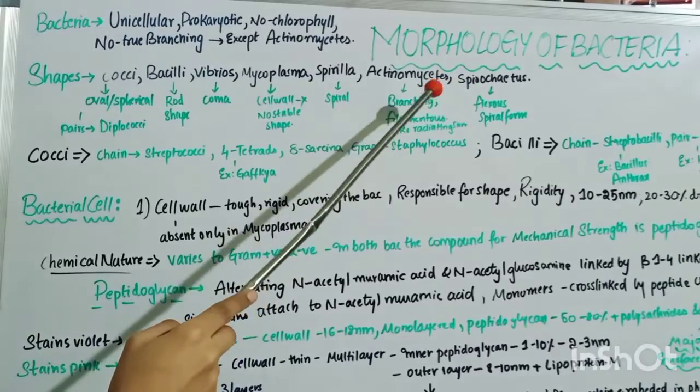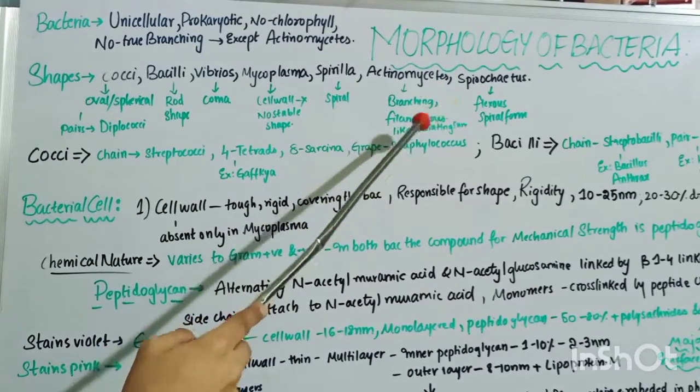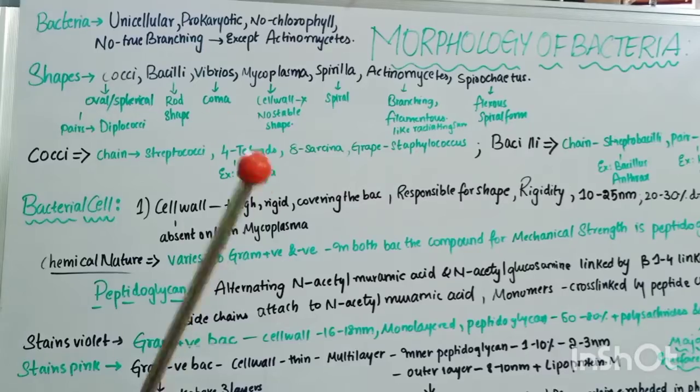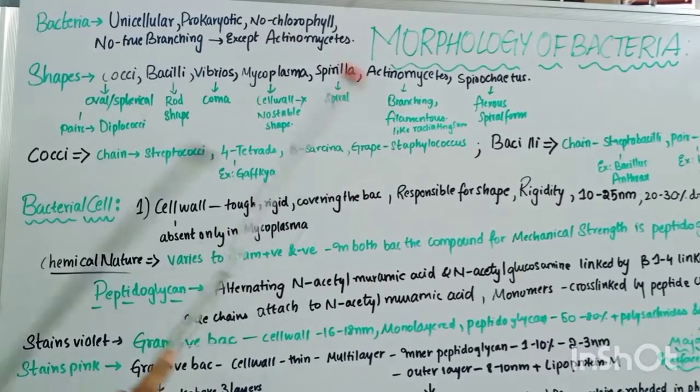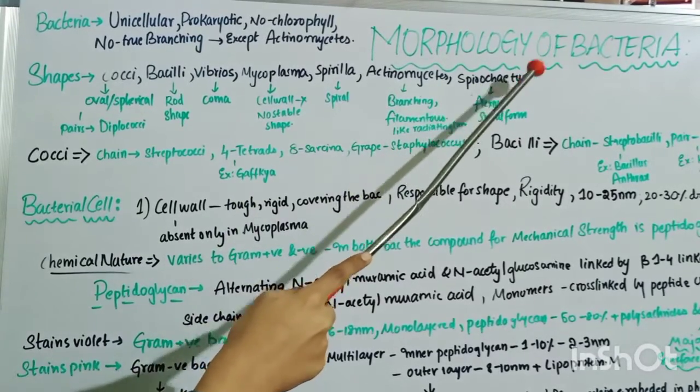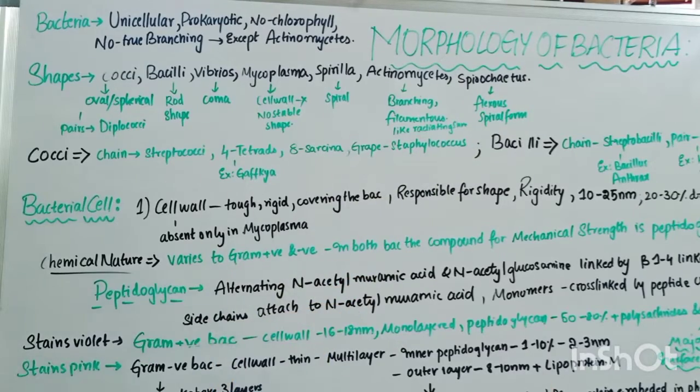Actinomycetes, it has branching, and it is filamentous like a radiating sun. So actinomycetes looks like a radiating sun because of its branches. And next, Spirochaetes is a filamental spiral form. So these are about shapes.